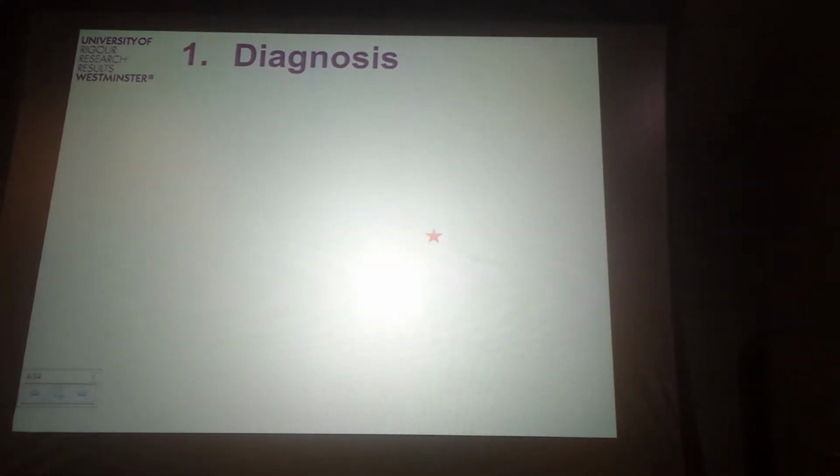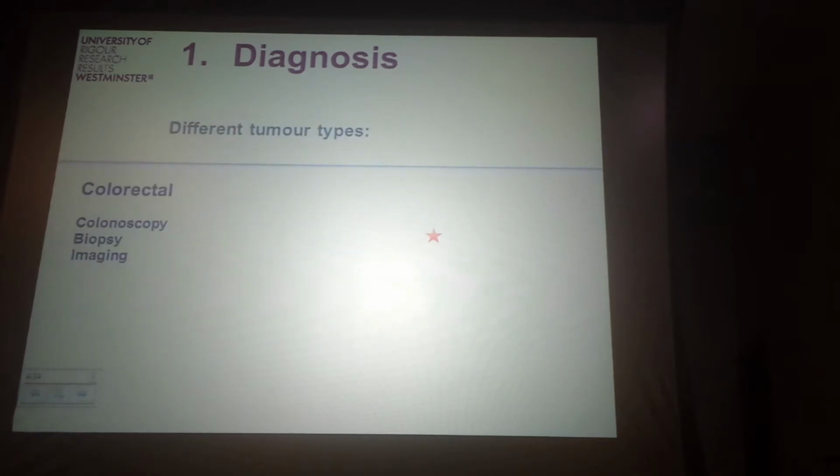Okay. Now, I am very biased towards breast cancer, please ignore this as we start. However, we should realise there are other types of cancer, of course.